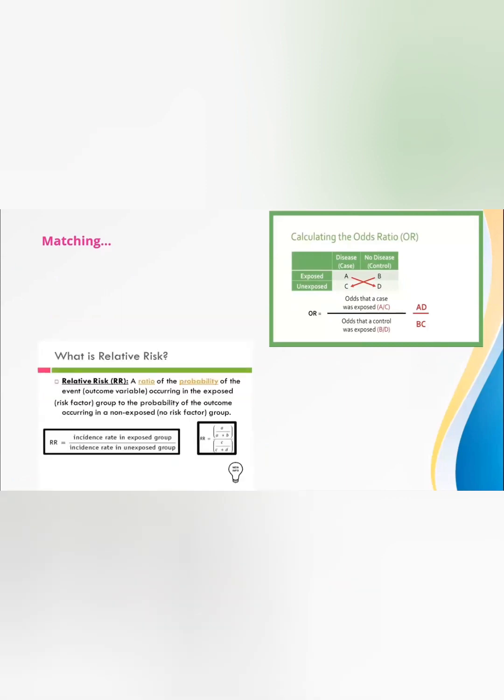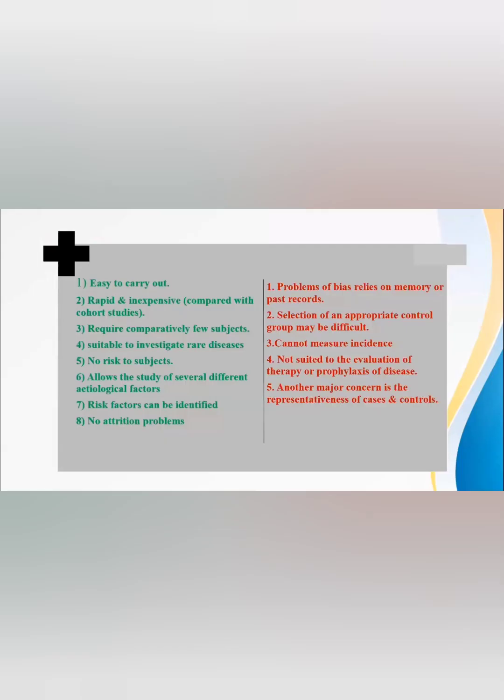And relative risk is the ratio of the probability of the event occurring in the exposed group to the probability of the outcome occurring in the non-exposed group. And there is a lot of bias. We have to minimize the bias in our research, like confounding factors, memory or recall bias, selection bias, Berksonian bias, and interviewer's bias.